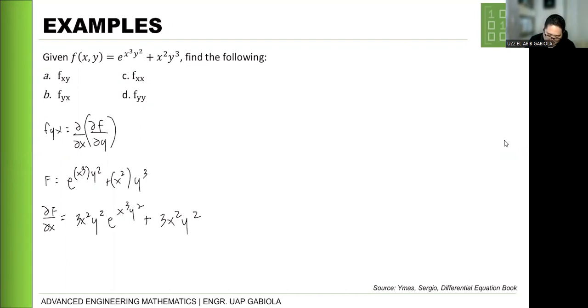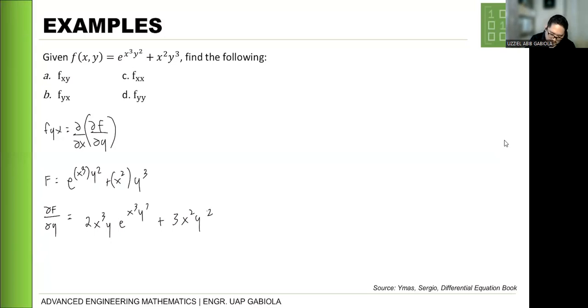And then for our second partial, we will treat x as constant, so we will be in terms of y. Mali pala yung ginawa ko. It should be in y. The partial of f with respect to y. So, but my answer is correct, right? X cubed, so 2x cubed y, x cubed y squared, plus 3x squared y squared.